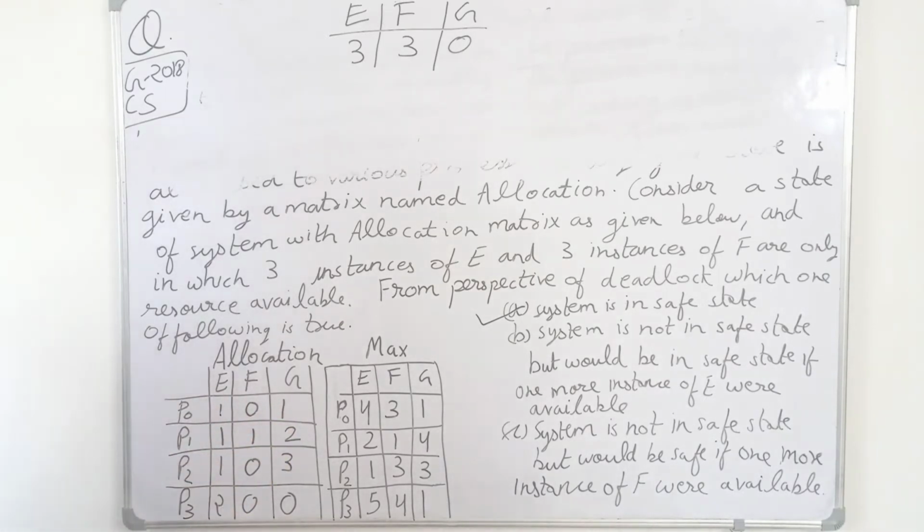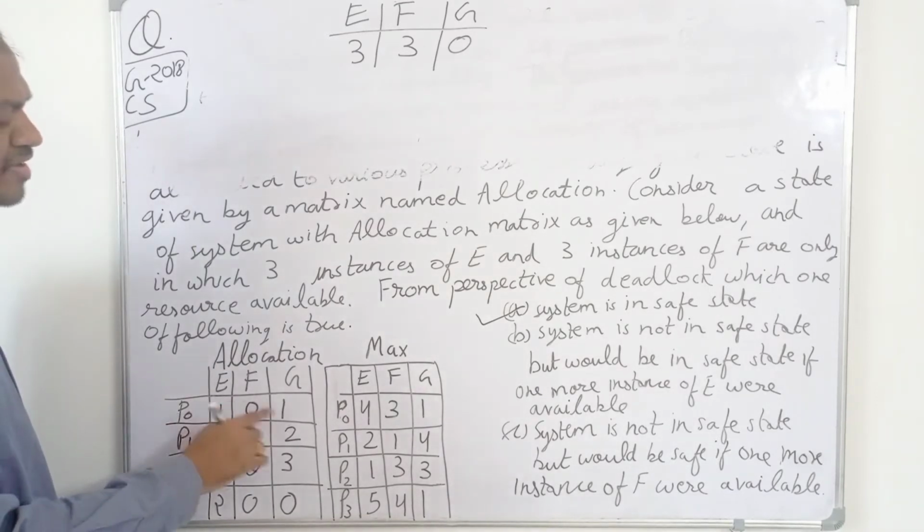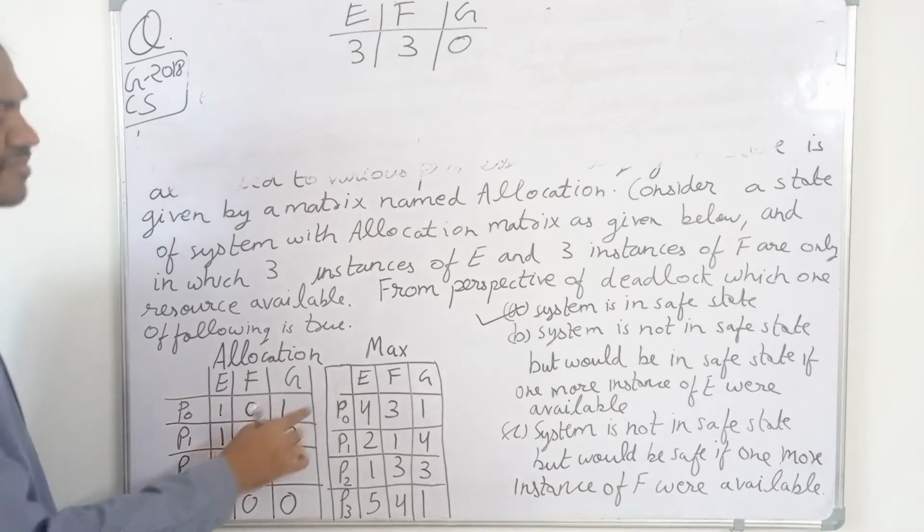So now P0 will execute and conclude, and it will give resources back to the system. So we will get extra 4 of E, 3 of F and 1 of G.